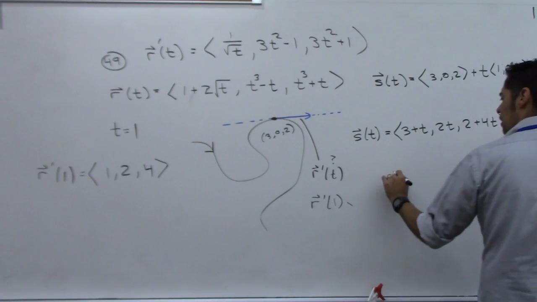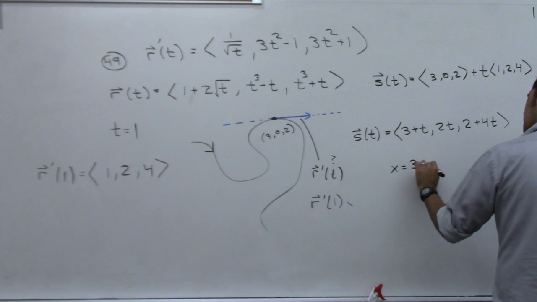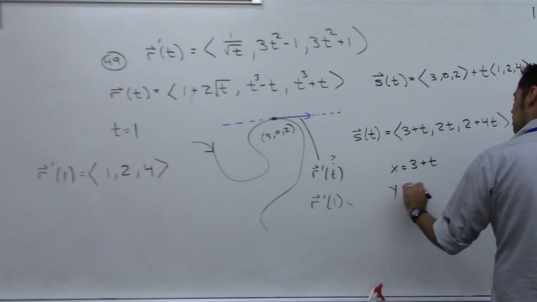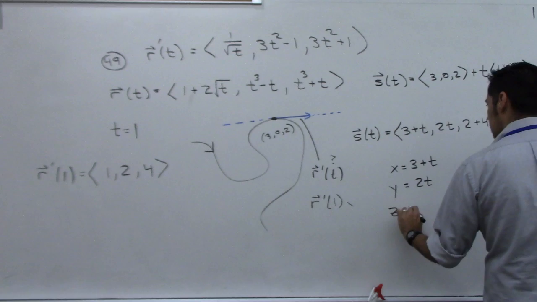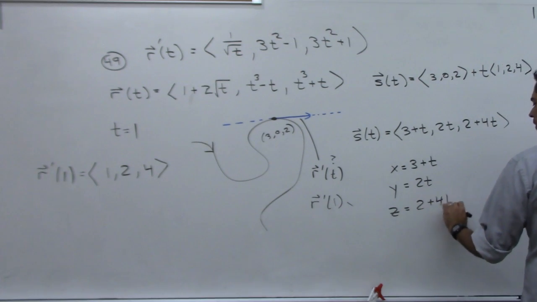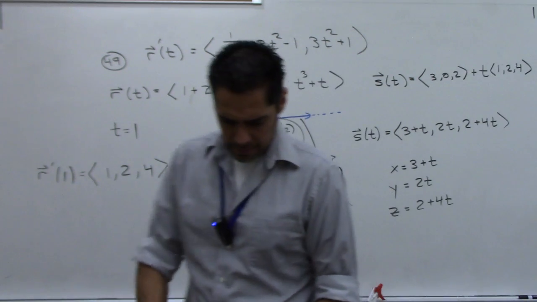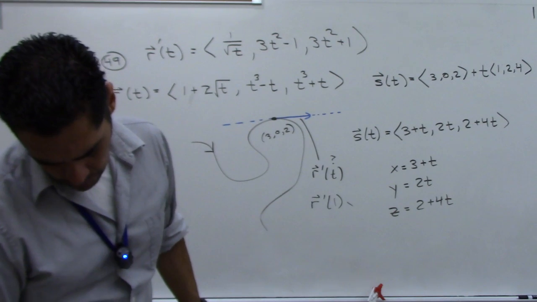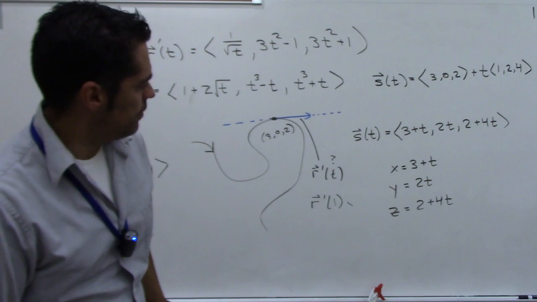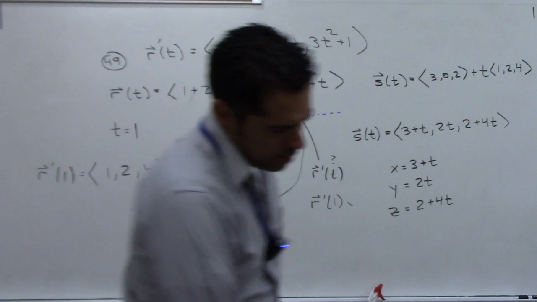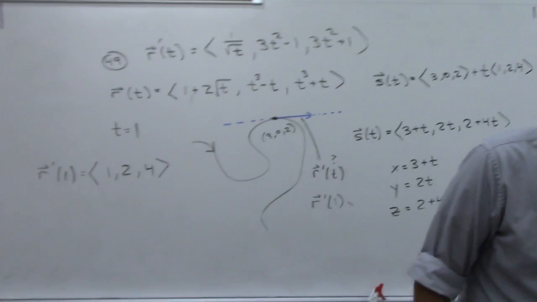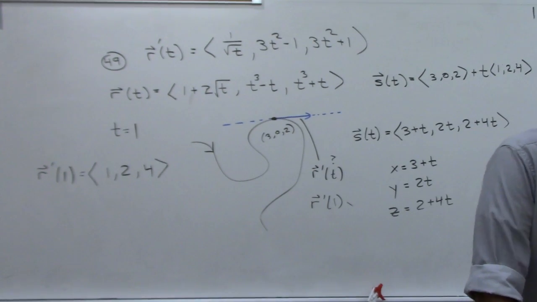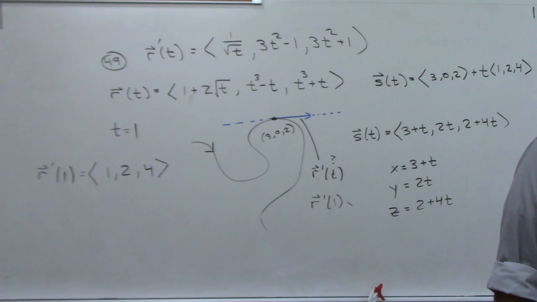Now, they want it in parametric form, so x is 3 plus t, y is 2t, z is 2 plus 4t. And let me just double check that. 3 plus t, 2t, 2 plus 4t. Yep, that's it. Okay, so number 50, 51, and 52 are done the same way. The functions are a little more complicated.